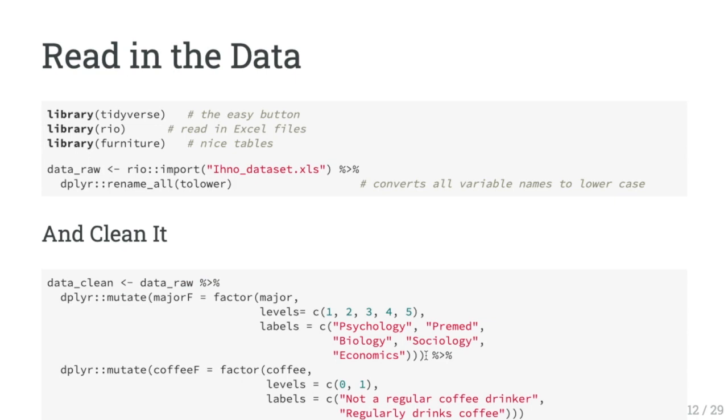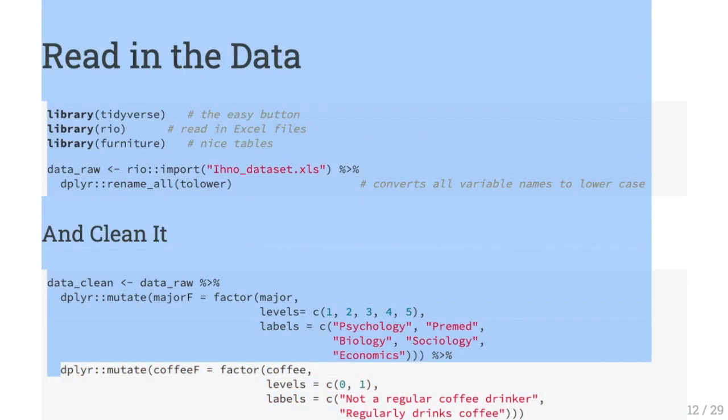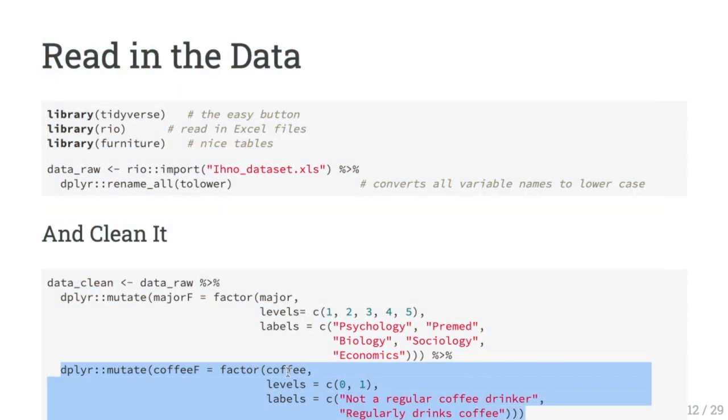And then we can do essentially the same thing again. So we pipe again, and then we do that for coffee. So we're just taking coffee, creating coffee F with the factored version of it. The levels are 0 and 1. And the labels are not a regular coffee drinker or regularly drinks coffee. And then at the end, we don't use a pipe because we're done. So we've done what we wanted to do with the data to clean it up. And then we save it as data clean in this case. And then we're done. So no pipe at the end because we're just done cleaning it up.